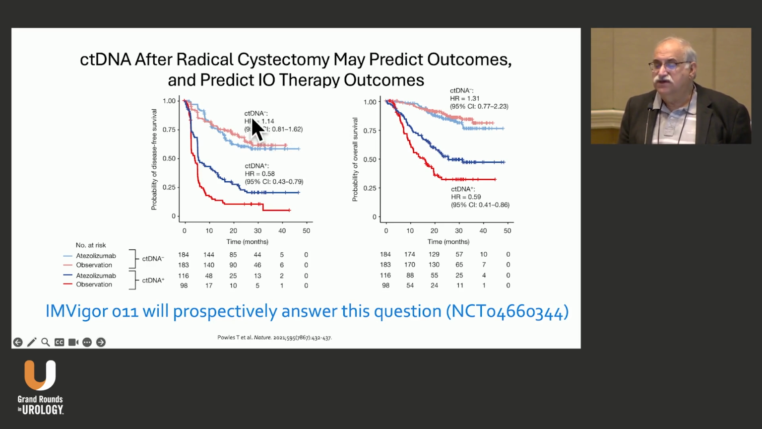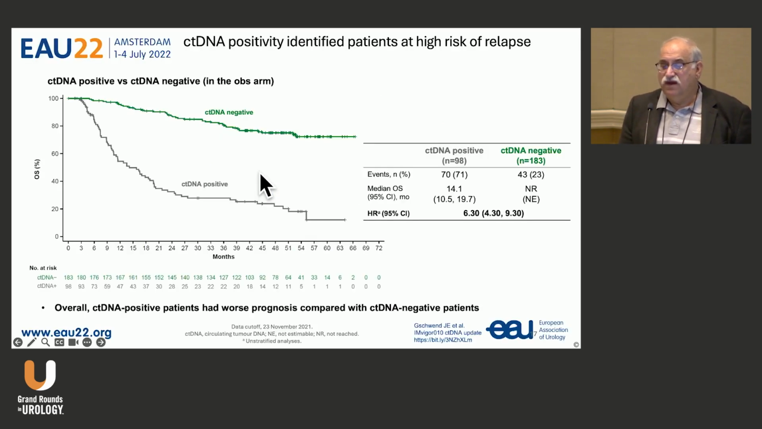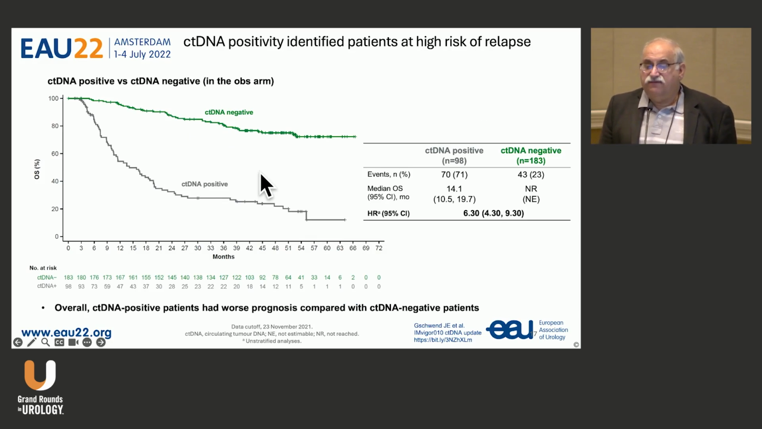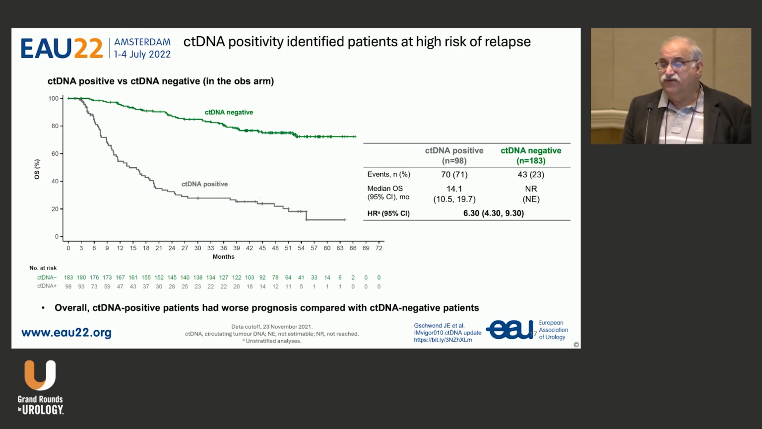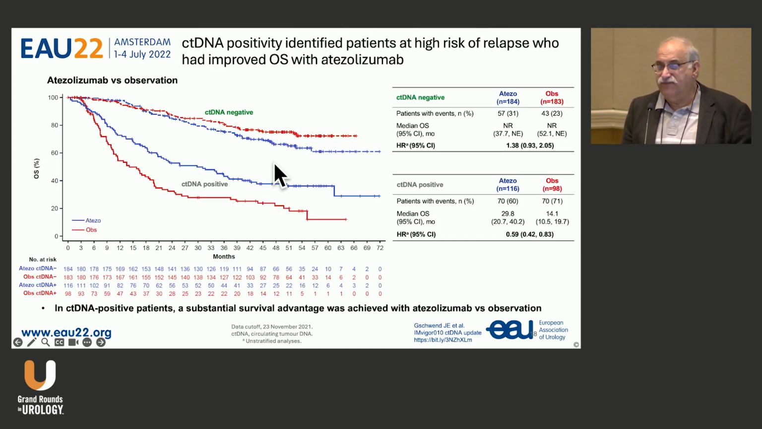So here you see circulating tumor DNA negative, a much higher likelihood of having a disease-free survival as opposed to the patients who were circulating tumor DNA positive. And again, looking at patients who are positive versus negative, a very impressive difference in survival. And this is overall survival. If you're circulating tumor DNA positive versus circulating tumor DNA negative, you're at a much higher risk of relapse.